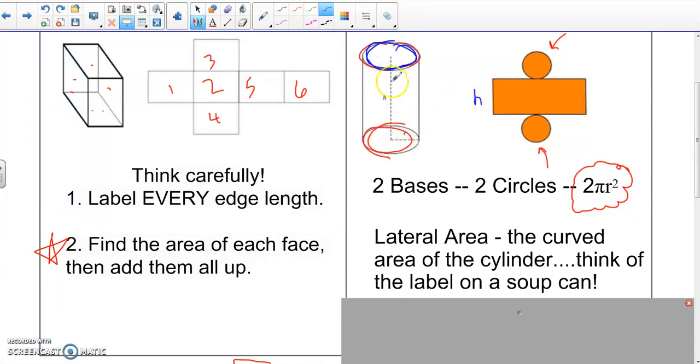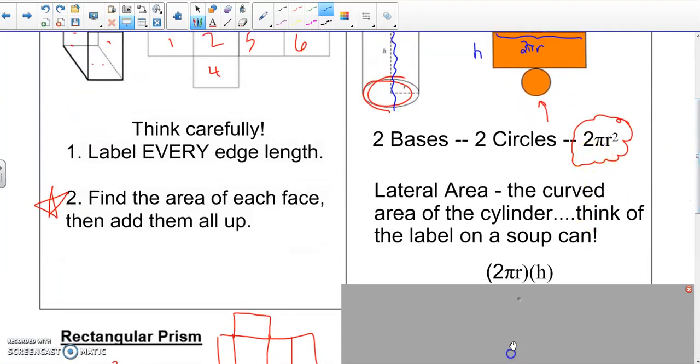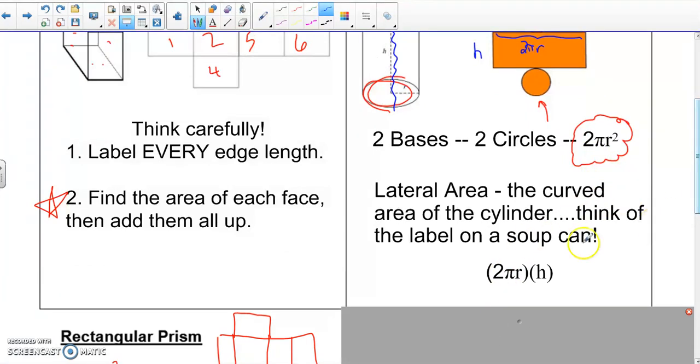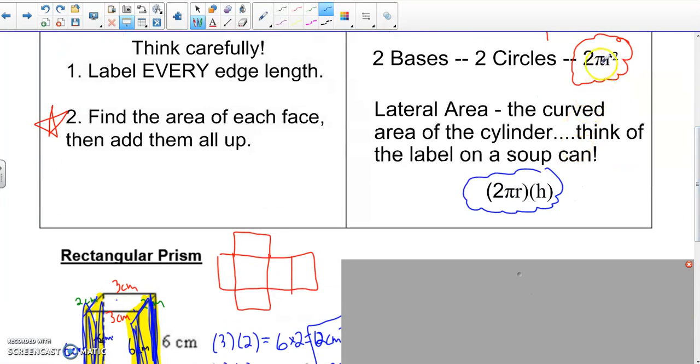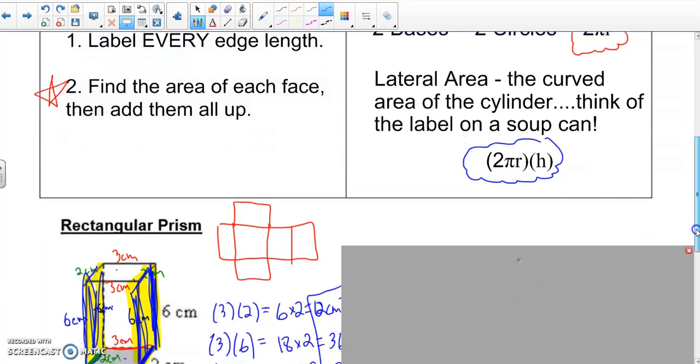But if we unroll this label, the width of this rectangle actually becomes the circumference of the circle, which is 2 pi r. So the rest of our formula, besides the 2 circles, besides the 2 pi r squared, now we have the circumference of the circle, which is 2 pi r, times the height of the cylinder. So there's a big formula there, but we have to take the 2 pi r squared and add it to the 2 pi r h, which is the rectangle.